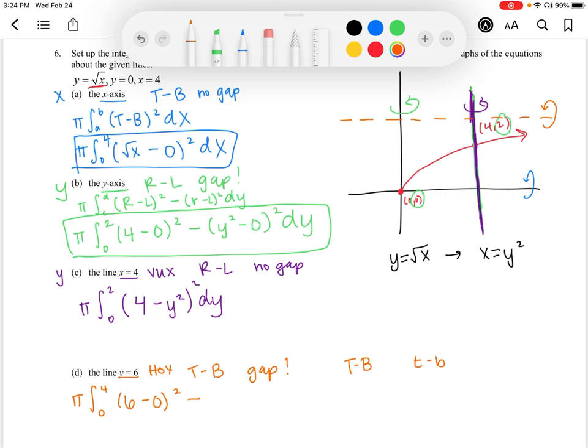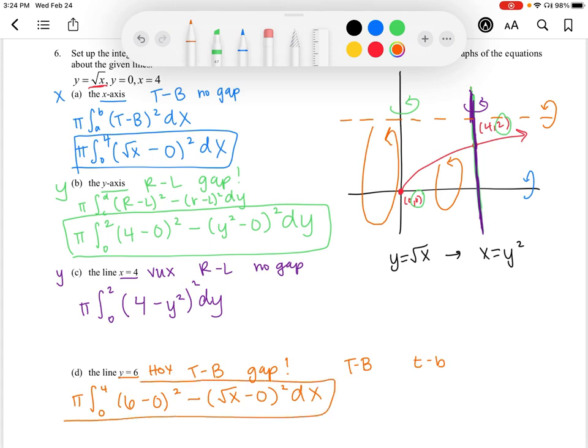Then my next top is my square root graph. So we're doing like the big rotation and then the smaller rotation. So the smaller rotation is that square root of x minus 0 squared dx. So that would be our integral that we would look at for this problem.